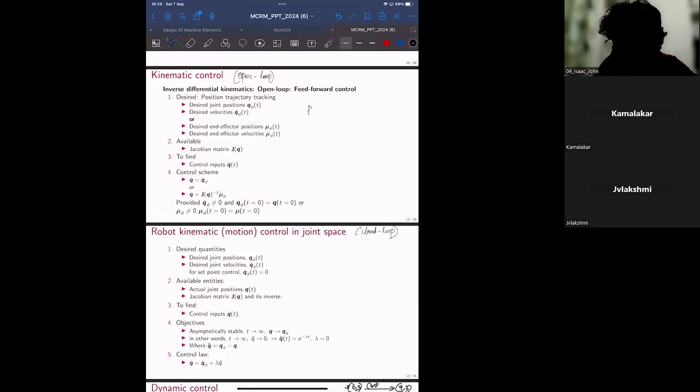We have these two governing equations. If you only take a look at the kinematics, forward or inverse, either way, you have the governing equation eta dot equals J(q) multiplied by q dot. And for the dynamics, we have the equations of motion: the torque equals M(q) q double dot plus n(q, q dot).